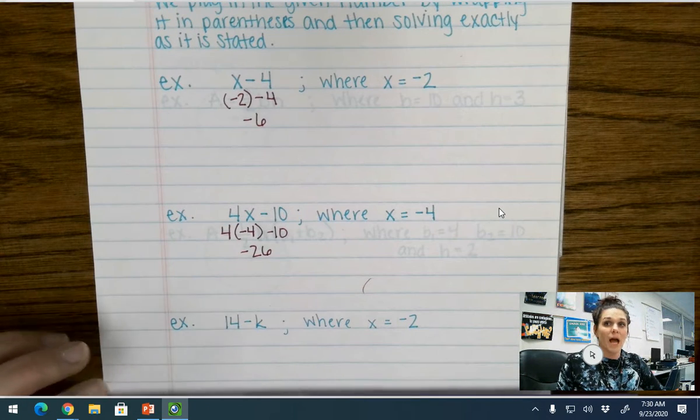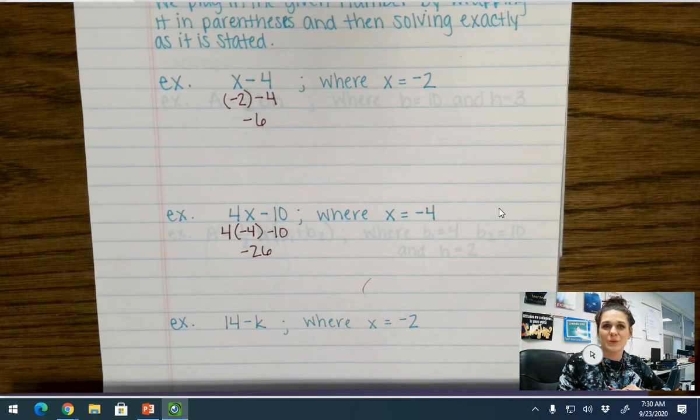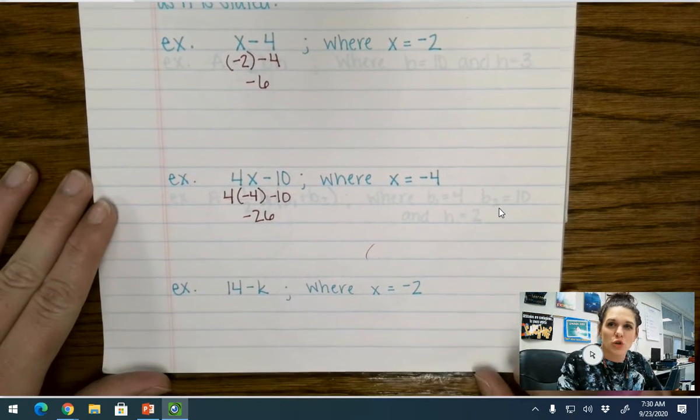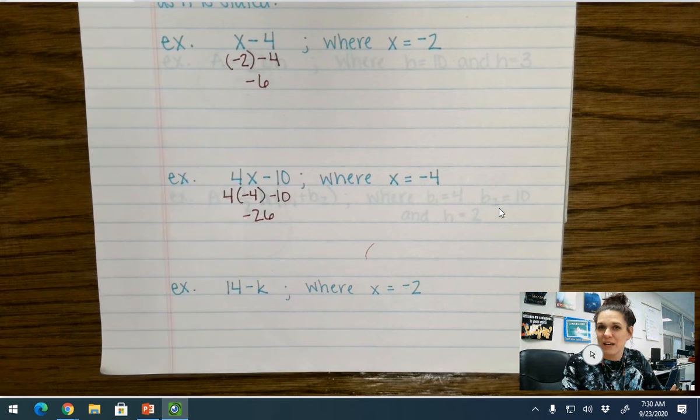All right. I'm going to have you go ahead and try this one. This is a little bit harder intentionally. So try it based on what we just did. Let's see if you can get the answer.